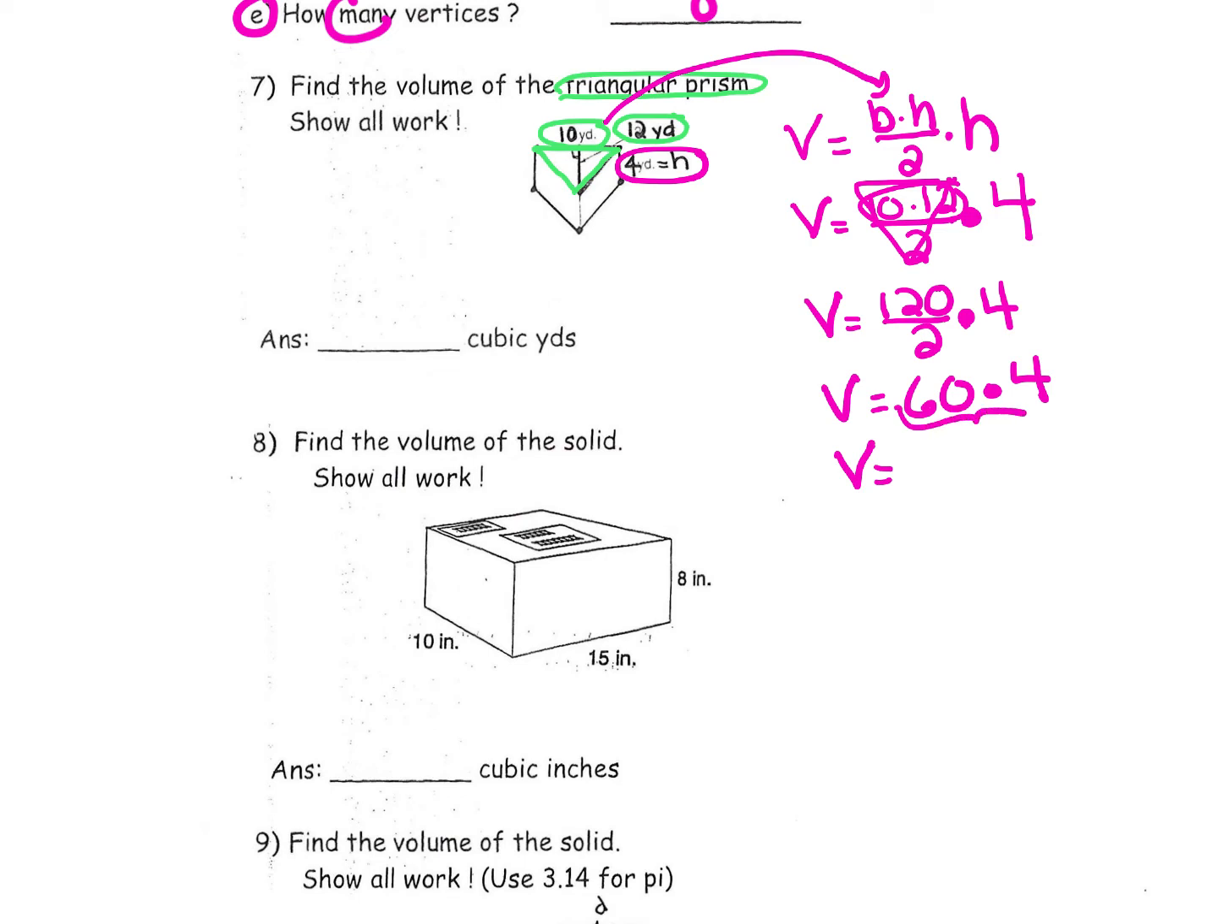Grab your calculator. 60 times 4, or think about 6 times 4, is 240 cubic yards. Make sure you copy down these steps. Pause the video if you need more time. I'll be checking your work. On the line, you can write 240 cubic yards. Now let's take a look at our next problem, problem number 8.